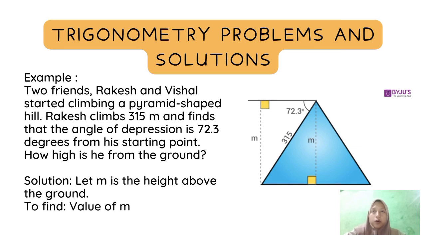Last, trigonometric problems and solutions. For example, we have two friends, Ruckus and Vishal, who start climbing a pyramid-shaped hill, and Ruckus climbed 315 meters and finds that the angle of depression is 72.3 degrees from his starting point. How high is he from the ground?